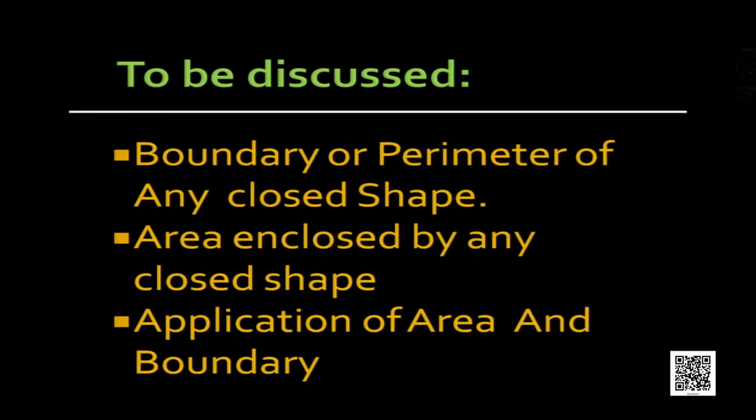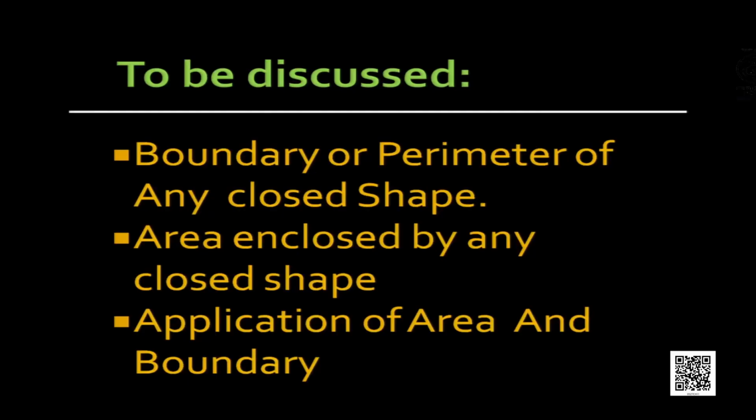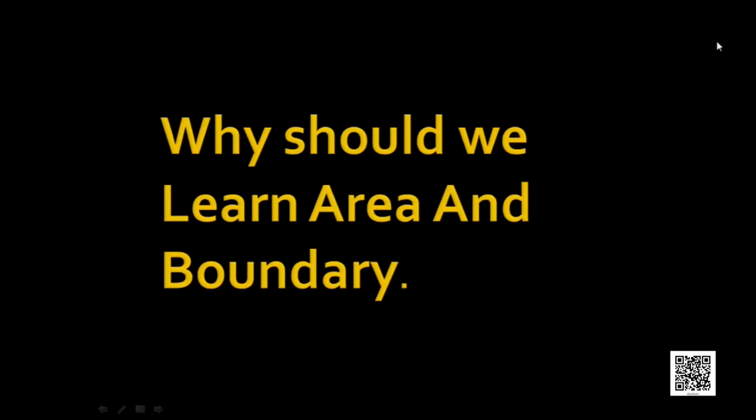Today I am back with another interesting chapter of your class 5 math magic book, that is area and boundary. Today we will discuss the boundary or perimeter of any closed shape. Students, in class 4 you have a little idea of boundary and perimeter. We will also discuss the area enclosed by any closed shape and will solve some application problems based on area and boundary. Children, you may ask, why should we learn area and boundary?